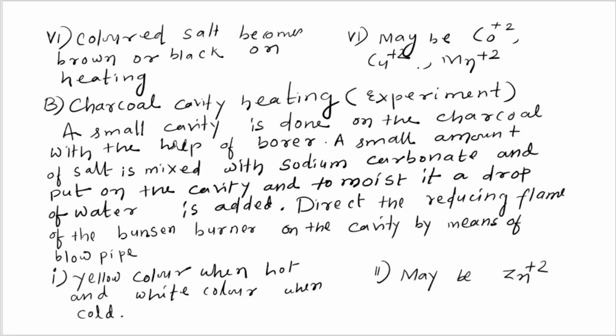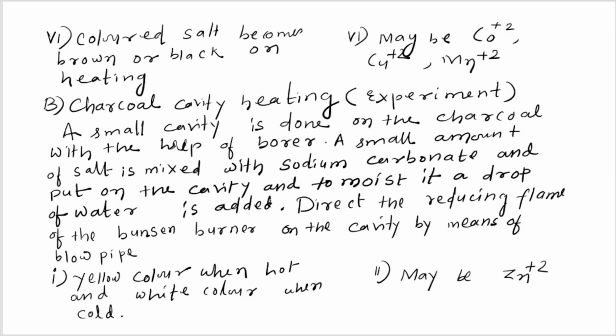The next test: the first test I told was dry test tube heating. Then comes charcoal cavity heating. What is meant by charcoal cavity heating? That means one cavity is formed on the charcoal with the help of a borer, and some salt is mixed with sodium carbonate. You take the salt and sodium carbonate, put it on the cavity, and add 1 drop of water. Then directly heat by the reducing flame. One is the blue oxidizing flame, and the yellow one is the reducing flame of the Bunsen burner, on the cavity.